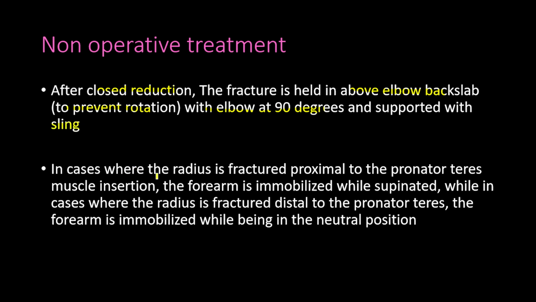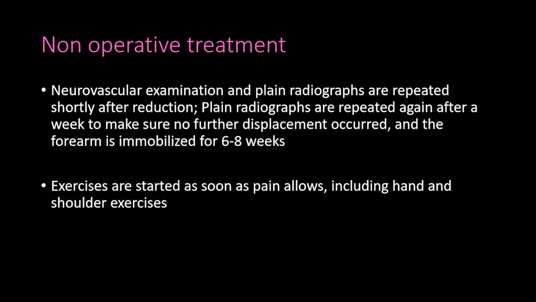Now, in cases where the radius is fractured proximal to the pronator teres muscle insertion, the forearm is immobilized while being supinated. While in cases where the radius is fractured distal to the pronator teres muscle insertion, the forearm is immobilized while being in the neutral position.